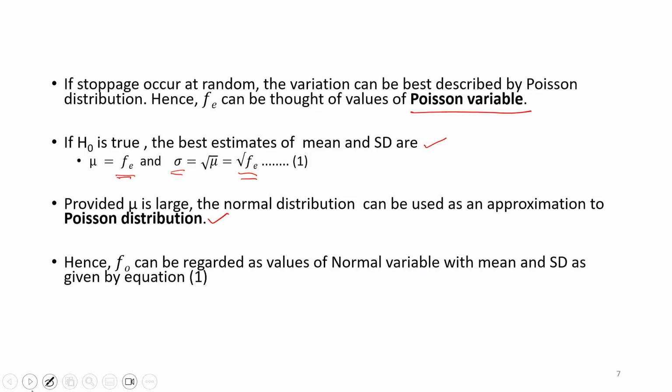And in that case, F0 can be regarded as a value of a normal variable with mean and standard deviation as given by equation 1. This is how we can approximate the Poisson distribution by the normal distribution, provided what? Mu is large. This is what you have to remember. This mu has to be large. In that case, this assumption will be fairly correct.